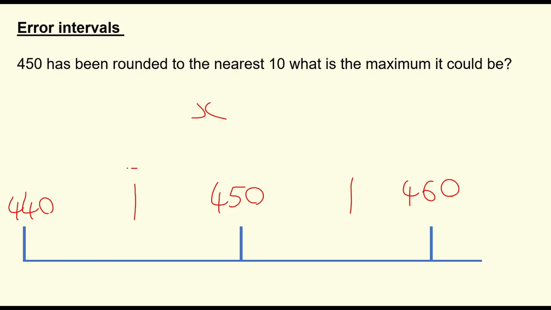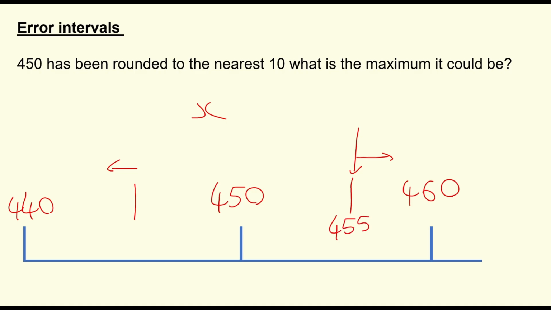Now this number must be somewhere in between halfway to 440 and halfway to 460. If it were any further, we'd round it down to 440, wouldn't we? And if it were any higher up there, we'd round it up to 460. So it's got to be in between those two. So the highest that number can be is exactly halfway in between 450 and 460, which would be 455.